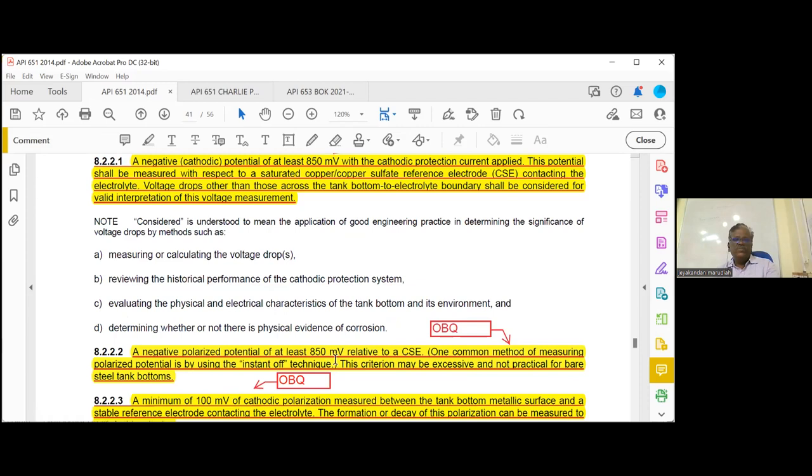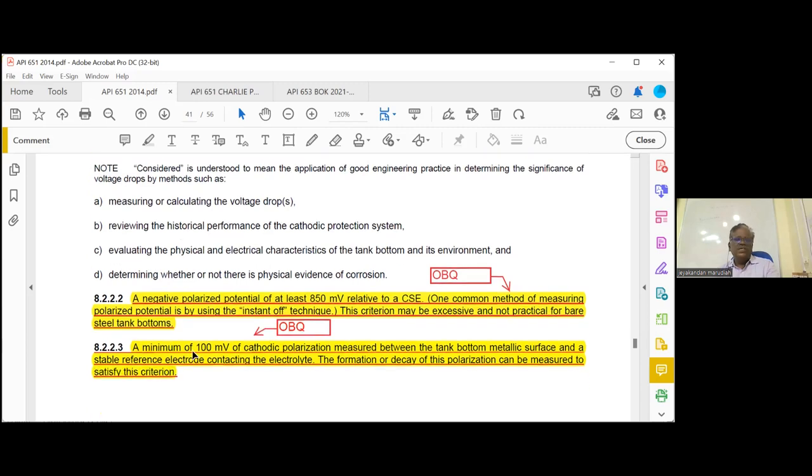A negative polarization potential of 850 millivolt relative to a CSE. One common method of polarization uses the instant-off technique. Highlight this one, that is open book. This criterion may be excessive and not practical for bare steel. Then this is important: a minimum of 100 millivolt of cathodic polarization measured between the tank bottom metallic surface and a stable reference electrode contacting the electrolyte. The formation or decay of this polarization can be measured to satisfy this criterion. So there should be a minimum of 100 millivolt polarization.